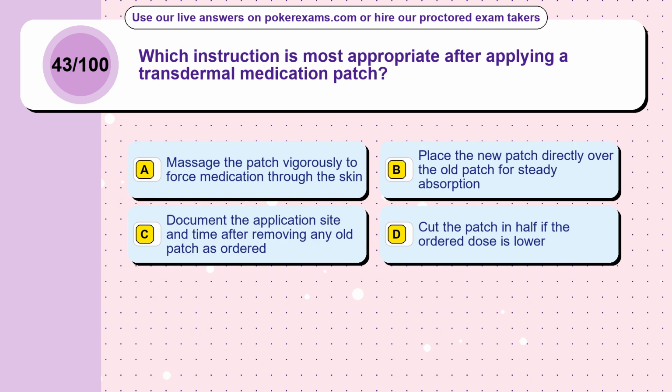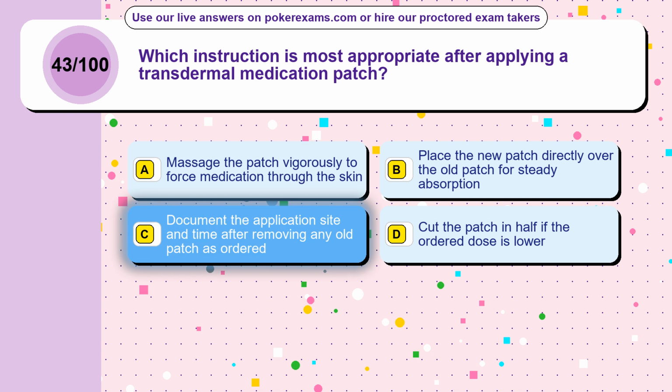Question 43. Which instruction is most appropriate after applying a transdermal medication patch? Option A. Massage the patch vigorously to force medication through the skin. Option B. Place the new patch directly over the old patch for steady absorption. Option C. Document the application site and time after removing any old patches ordered. Option D. Cut the patch in half if the ordered dose is lower.